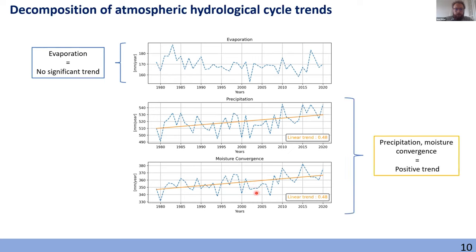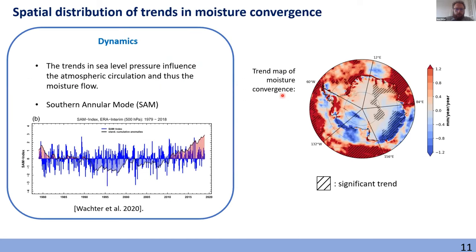So the new question now is, what can explain these positive trends for the moisture convergence and for precipitation? To answer this question, we use a trends map here for the moisture convergence. And what we use is, another time, the dynamics to explain this pattern.